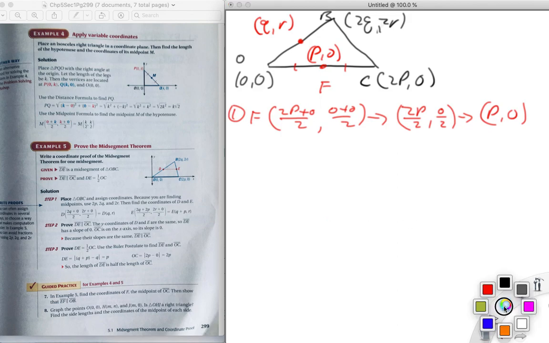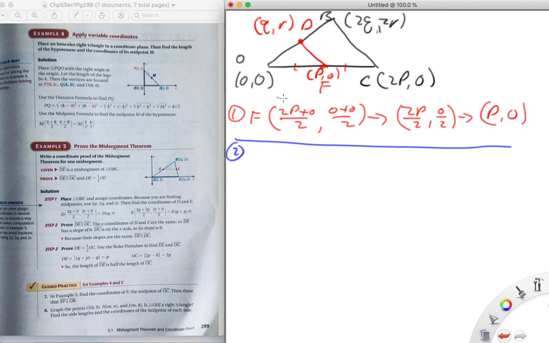So this guy is p, 0. What they want us to prove is that line DF is parallel to the third side, which is BC. So for the second step, we have to find the slope of DF and BC.